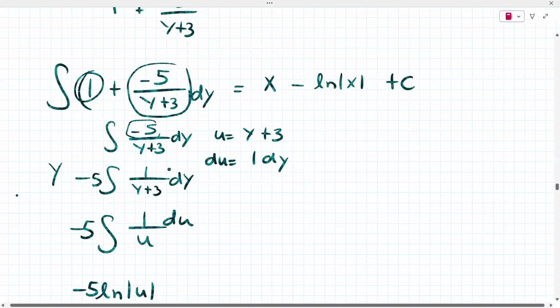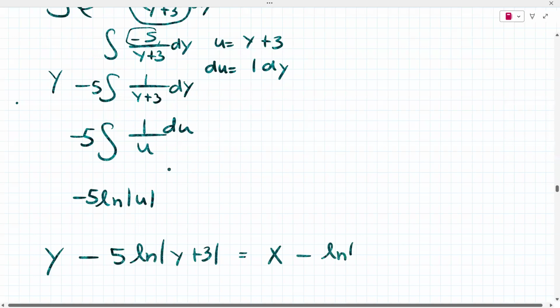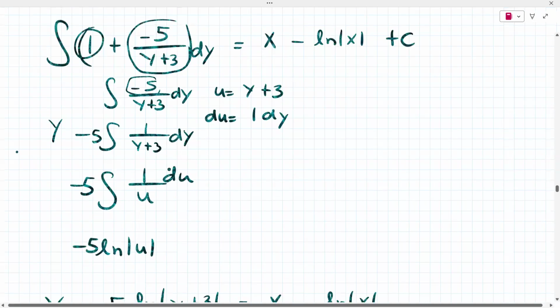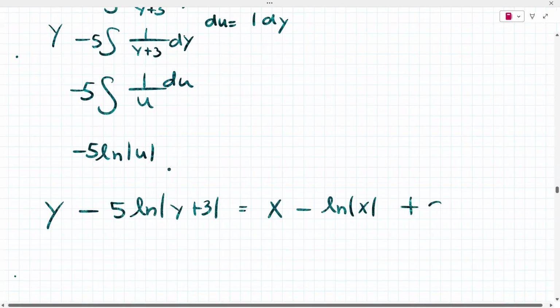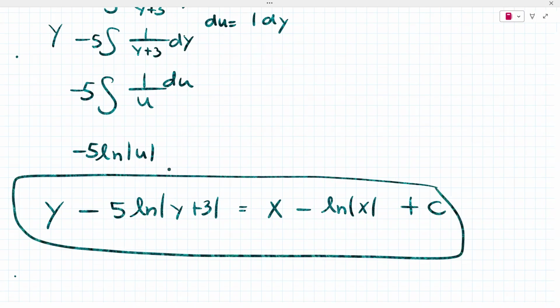Equals, and then on the right it was x minus ln of absolute value of x plus c. And this is your implicit solution. There's implicit, and I don't think you can do explicit. It would be nearly impossible. So yeah, this is our implicit solution.